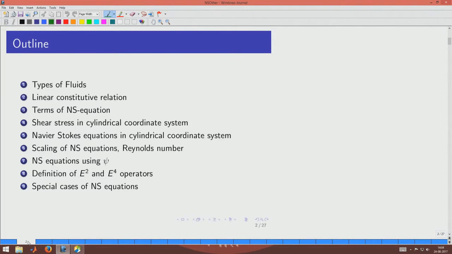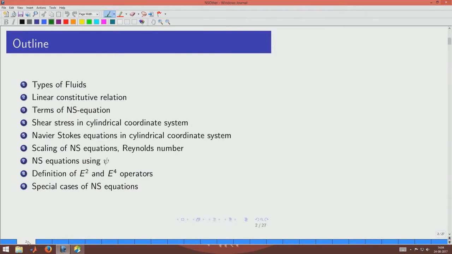So, this is the outline of the lecture in this session. We are going to look at the types of fluids based on the linear constitutive equation we started off with and see how this can be violated in some of the fluids. And then we will see different terms of Navier Stokes equation and what those mean, so that for a given problem at hand, which terms can be dropped will be evident.